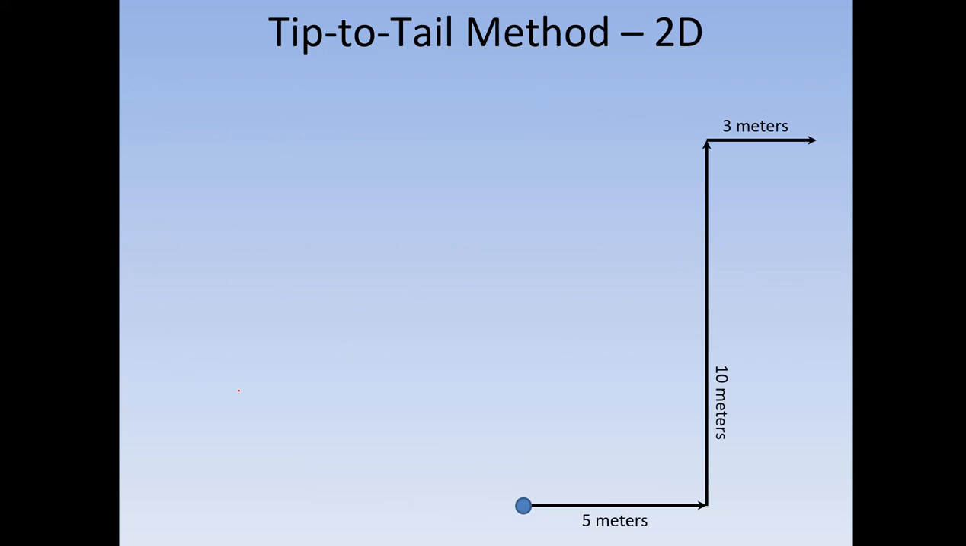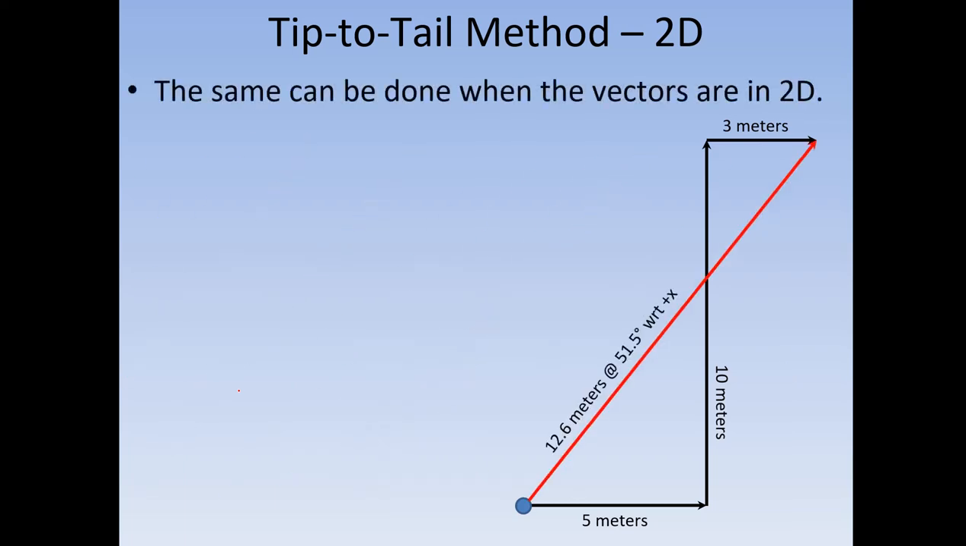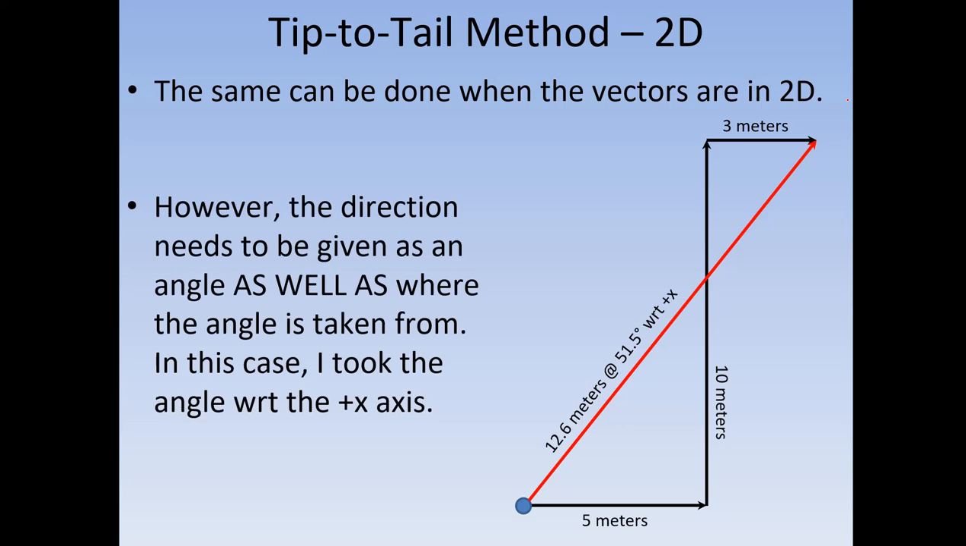Here's an example where you might want to use tip to tail. This also isn't really a perfect example of when you would use 2D, but you can kind of see how maybe doing it mathematically may not be the easiest case, or at least maybe not right off the bat. But we could do, like I said, draw out the paths, and then again we go from start to finish, draw a line, and then we can measure this to figure out what the magnitude of that resultant is.